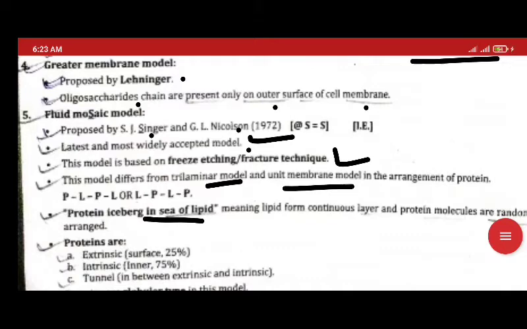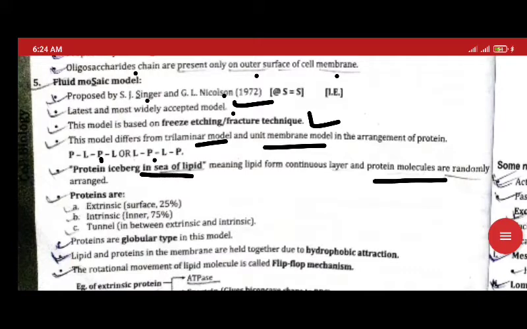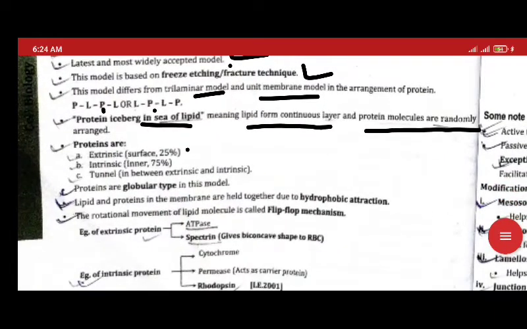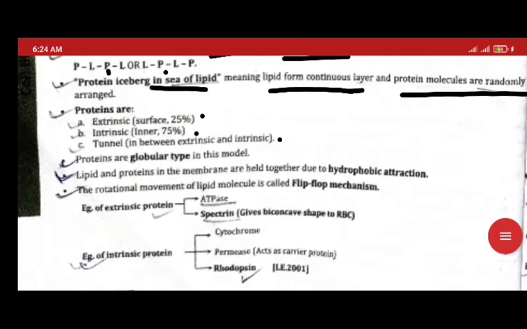So the whole cell membrane is like lipid, and in between lies the protein. Protein molecules are randomly placed and lipid is a continuous layer. Protein is 25% extrinsic, 75% intrinsic, and tunnel protein is in between.